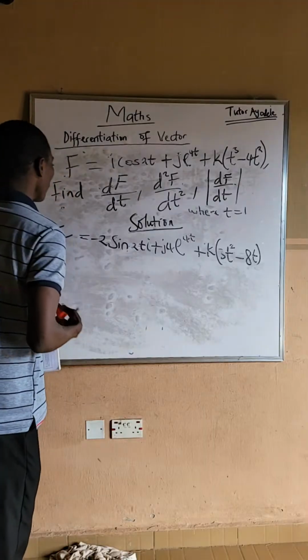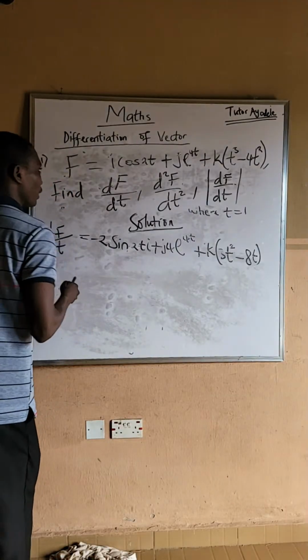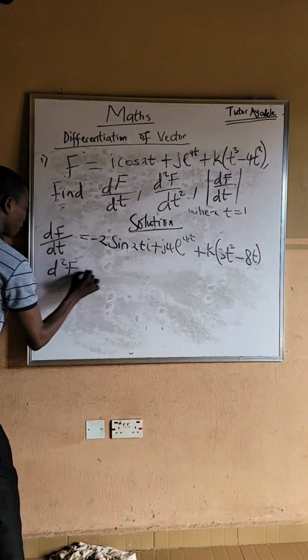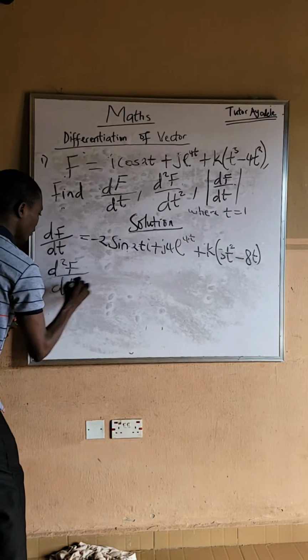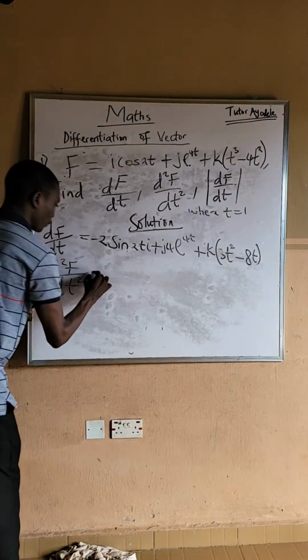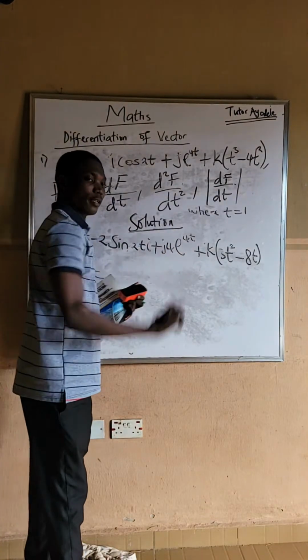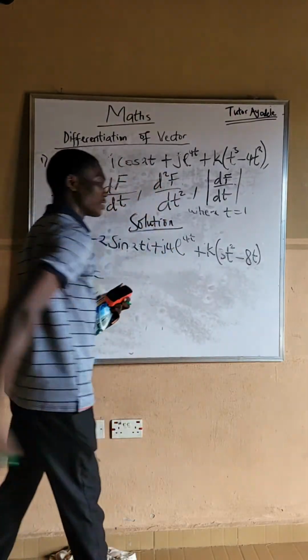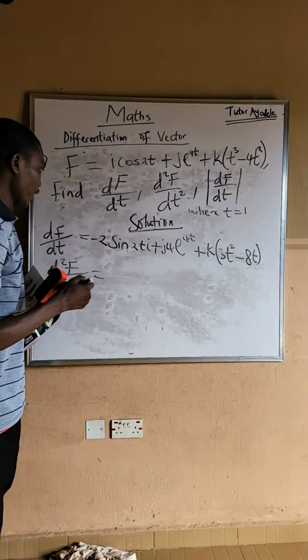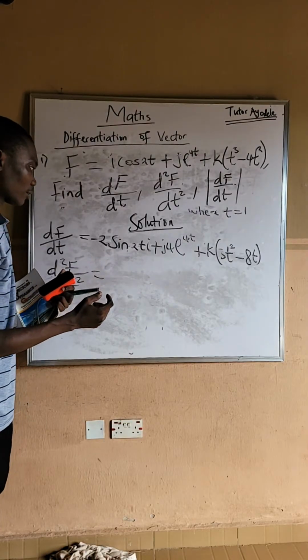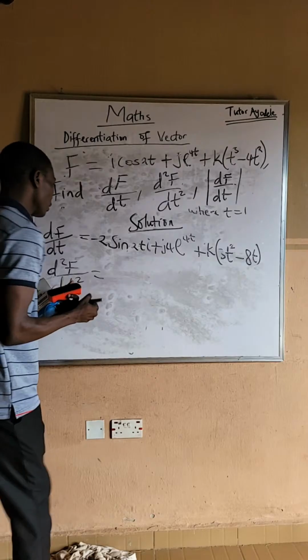Alright. Now we are differentiating for the second time this d square f over dt square. I'm now differentiating this again. But I don't know whether you can still see the board. Okay? Let's differentiate.